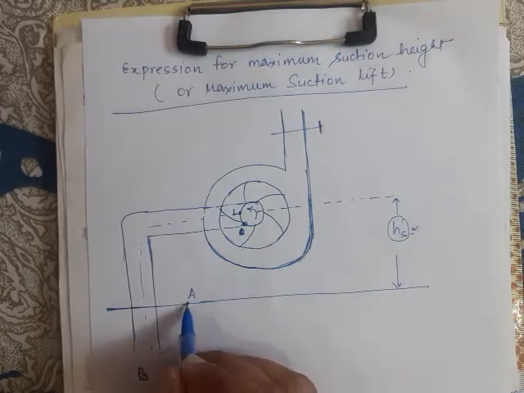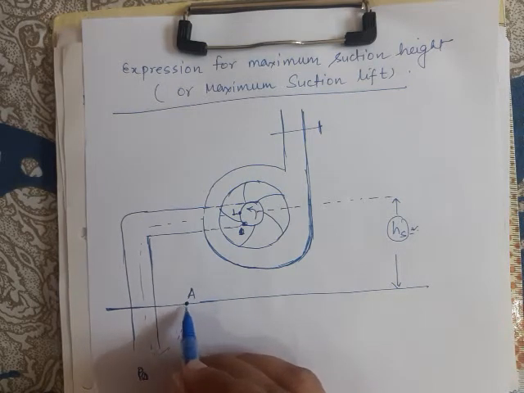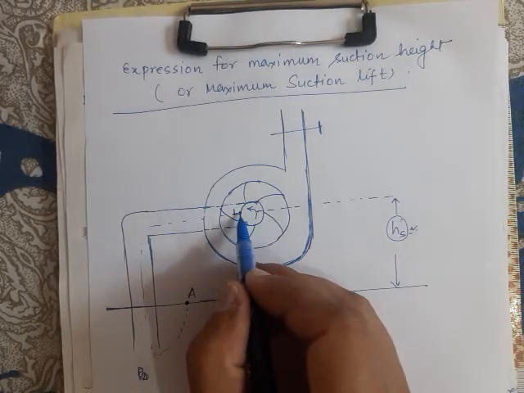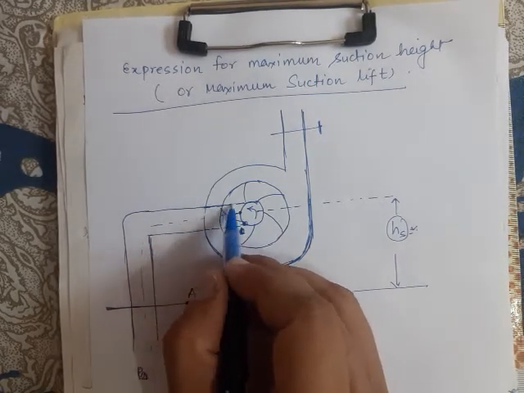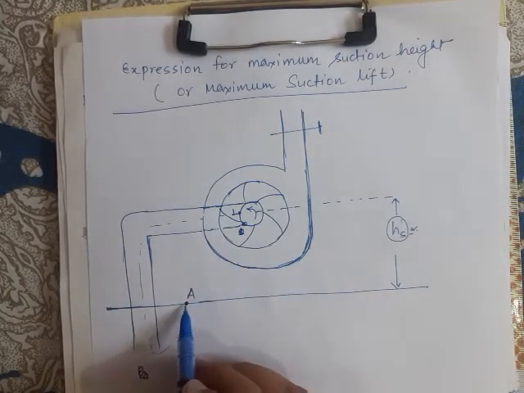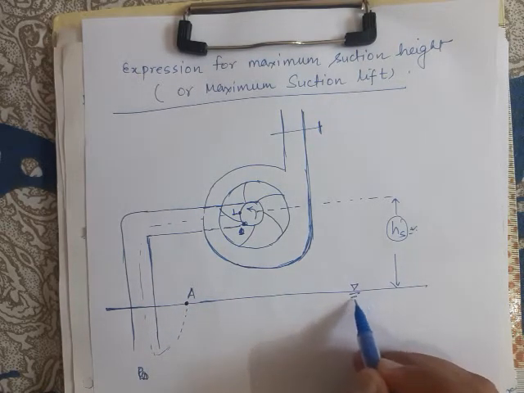I'm taking a point at the liquid surface inside the sump. This is the point A. I'm taking a point at the top of the reservoir, that is point A, and another point 1 at the inlet to the impeller inside the suction pipe. Please note 2 points. The point A is at the free surface inside the sump. This is the free surface of the liquid inside the sump.